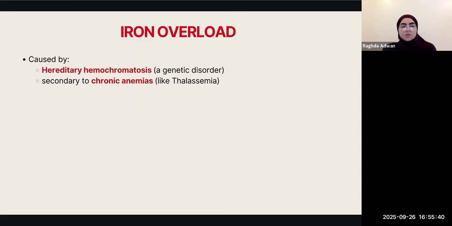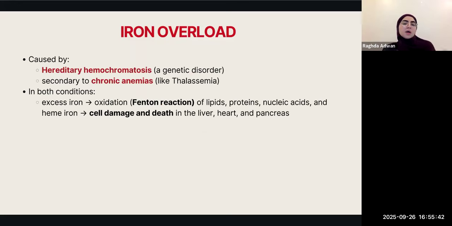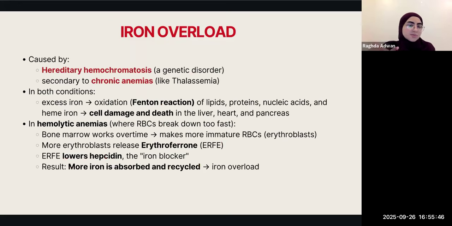Now, if there is overload where there's too much, what can happen? First of all, what is it caused by? What can cause these states of iron overload? Normally, we are not supposed to have iron overload. Your body knows how to regulate iron. It can happen in certain genetic disorders, like number one, hereditary hemochromatosis. Hereditary means genetic. Hemochromatosis means, let's just take it as too much iron in your body.